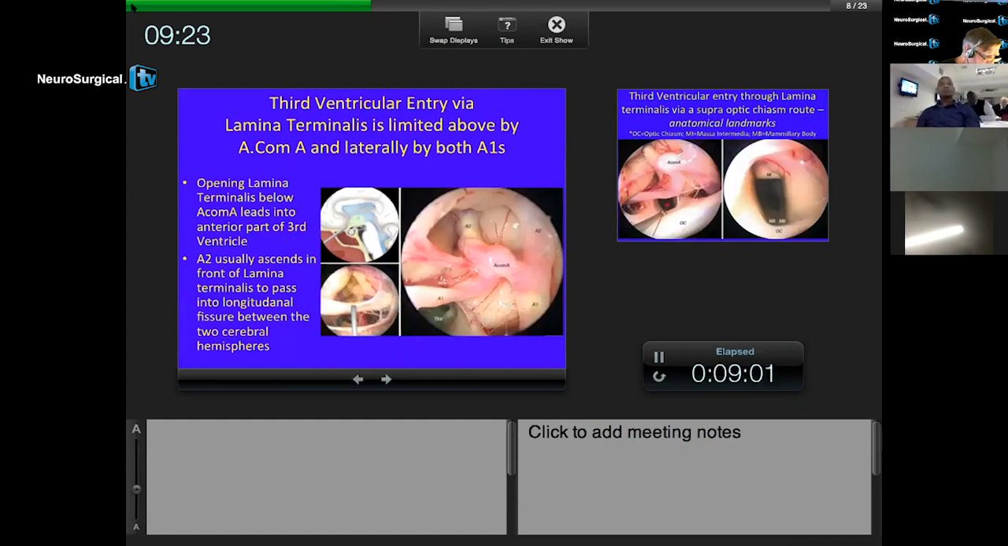And essentially, you can open the lamina terminalis below the anterior communicating artery. If that is your anterior communicating artery, you've got your A1s on either side. Your lamina terminalis is here. You can open up the lamina terminalis just below the anterior communicating artery. The A2 usually then ascends in front of the lamina terminalis to pass into the longitudinal fissure between the two cerebral hemispheres. So when one is doing an ETV, if your third ventricle is occluded or fibrosed or has a lot of fibrous tissue, you essentially can do an endoscopic third ventriculostomy through your lamina terminalis, and this is where you are targeting.